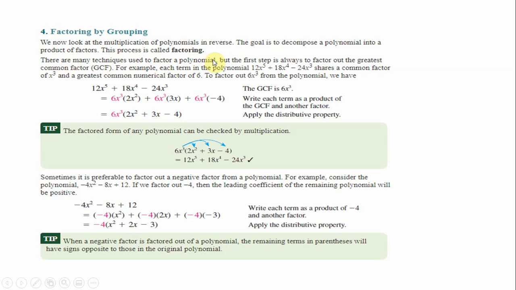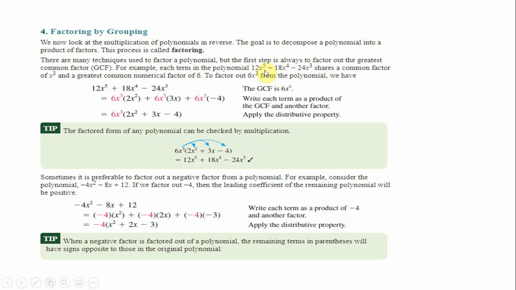So there are many techniques used to factor a polynomial, but the first step is always to factor out the greatest common factor. So anything in common between these I want to pull out. For example, each term in the polynomial 12x to the 5th plus 16x to the 4th minus 24x cubed shares a common factor, that x cubed. So I certainly want to take that out. And also a greatest common numerical factor of 6. 6 divides into each one of these. That's the greatest one that's going to divide in. So I'm going to take out the 6 and the x cubed.